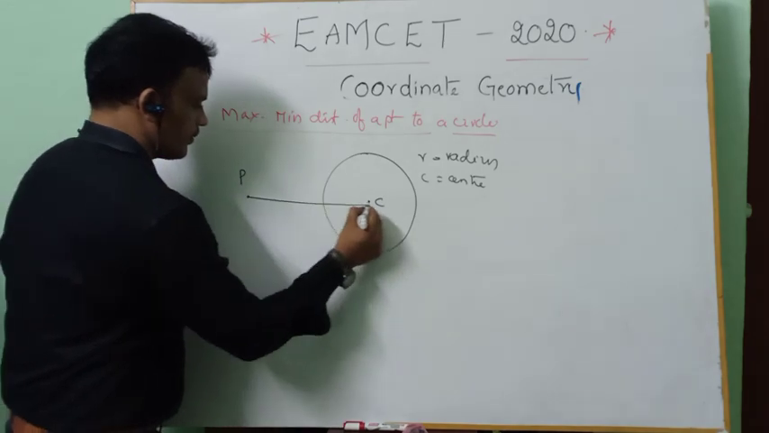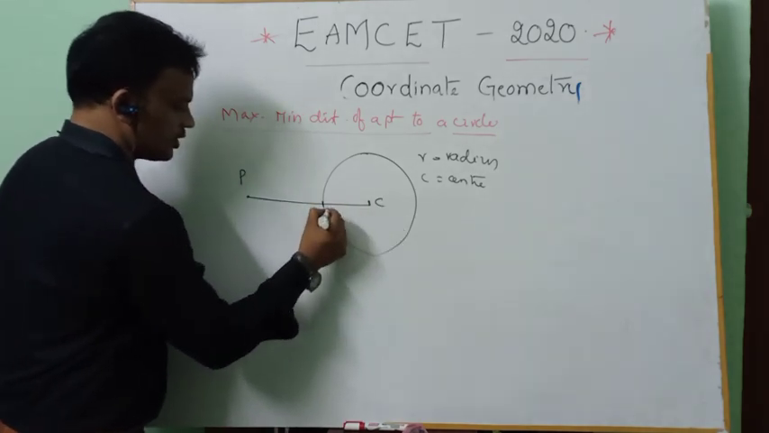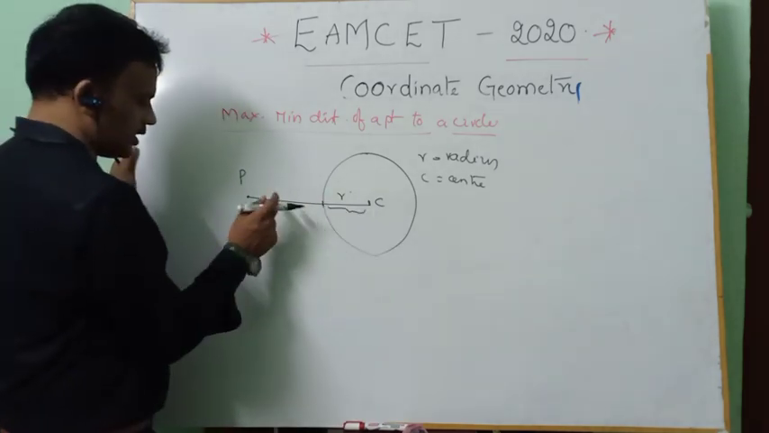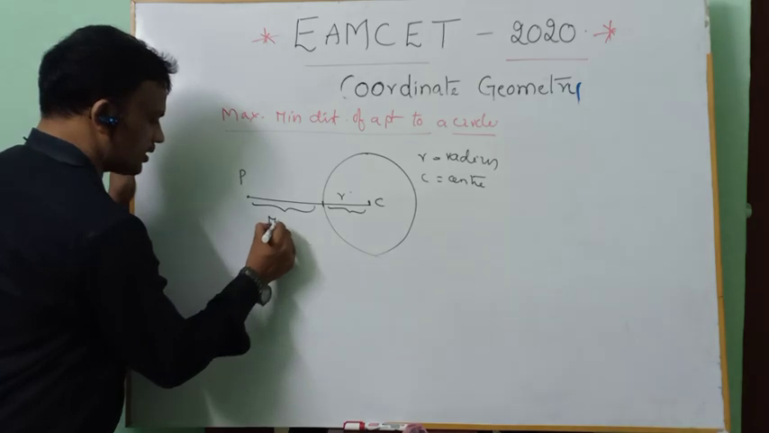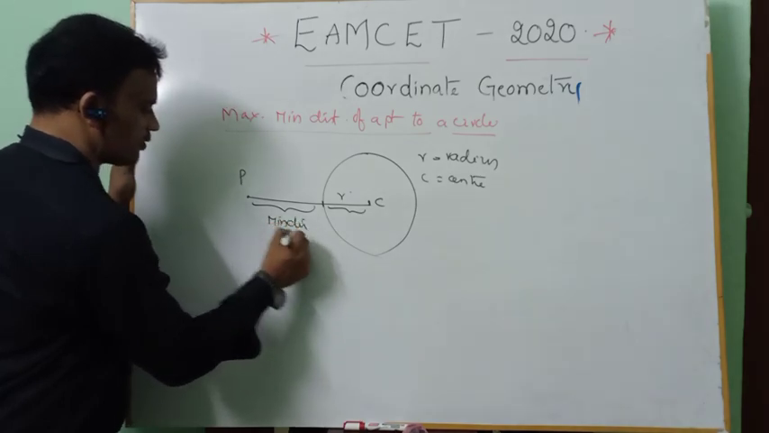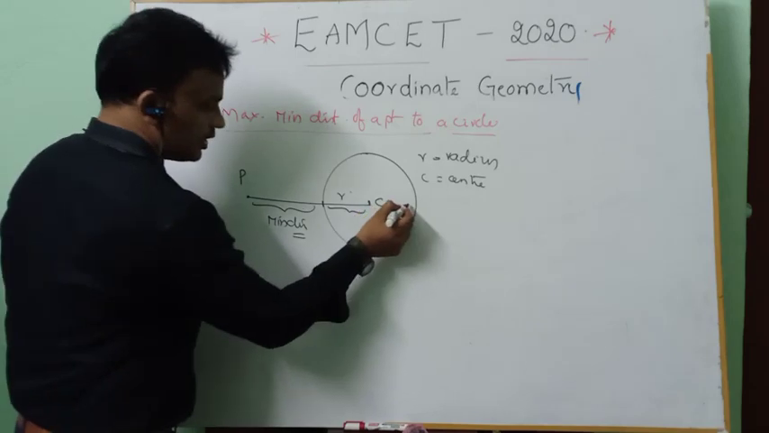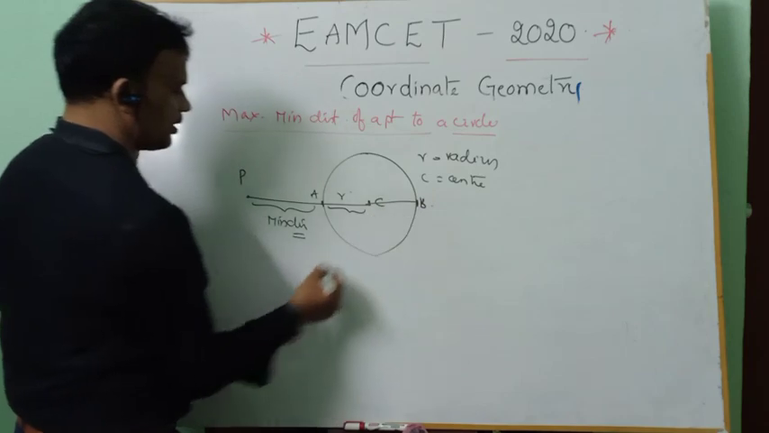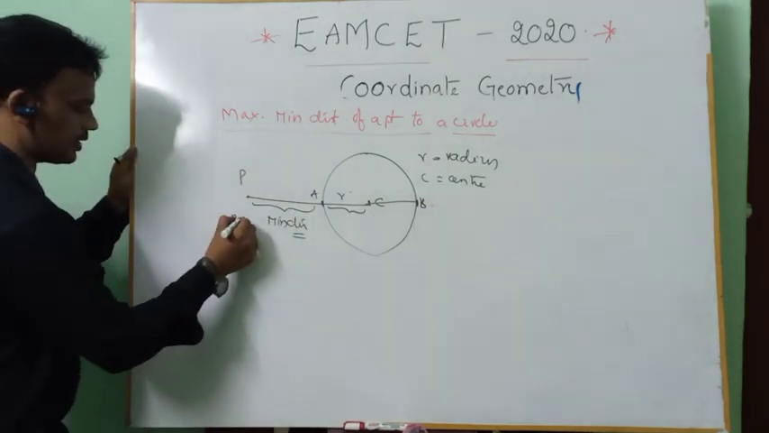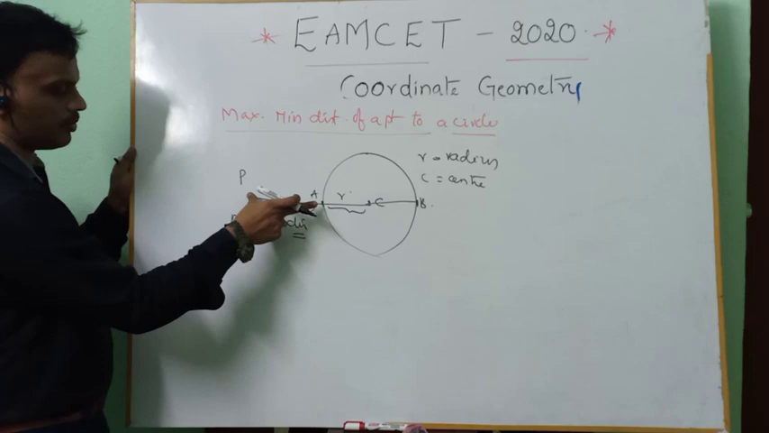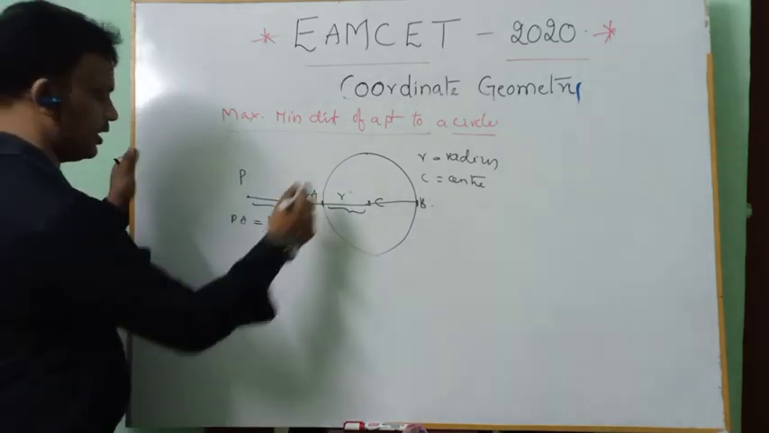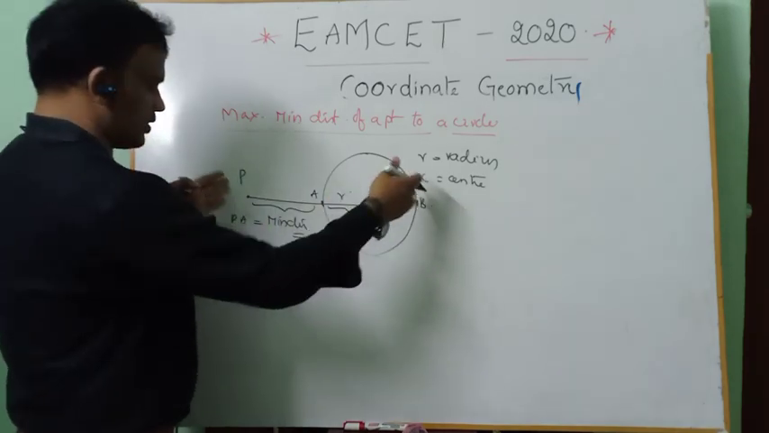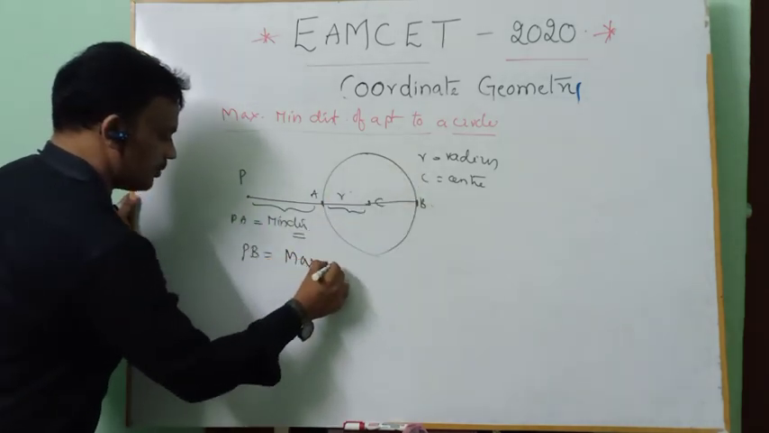Let us see. This one is the radius r. I think this will be the minimum distance from the point P to the circle. Suppose these two points are taken as A and B. PA is the minimum distance from the point P to the circle. What is PB? PB is the maximum distance from the point to the circle.